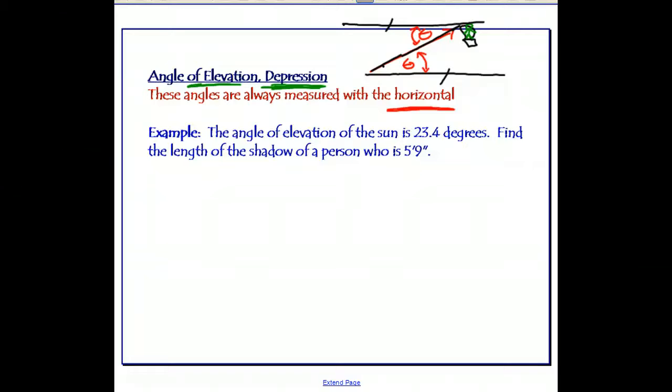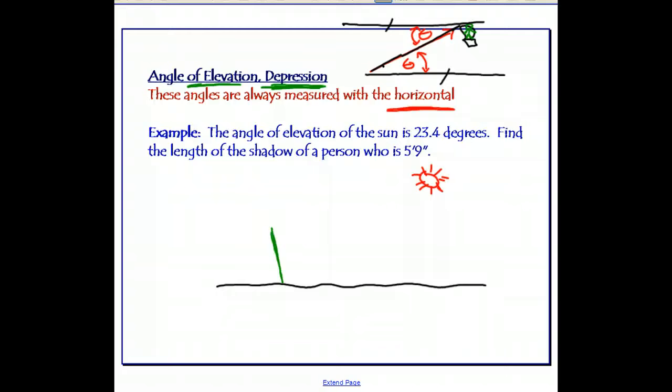So the angle of elevation of the sun is 23.4 degrees. Find the length of a shadow of a person who's 5 feet 9 inches. Okay, so we need the ground here. There we go. We need the sun. I don't have yellow, so we're going to have to settle for red. Okay, then we have a person standing who's 5 feet 9 inches. And I'm not going to draw a person, I'm just going to draw a line. Okay? And we know the angle of elevation is 23.4 degrees.